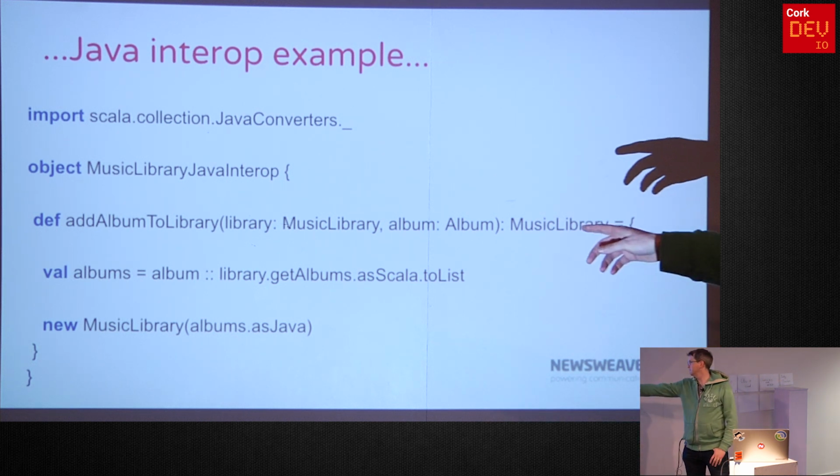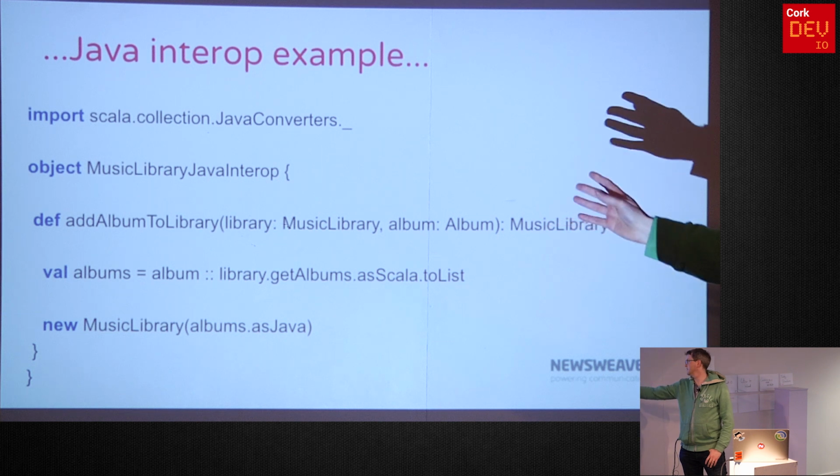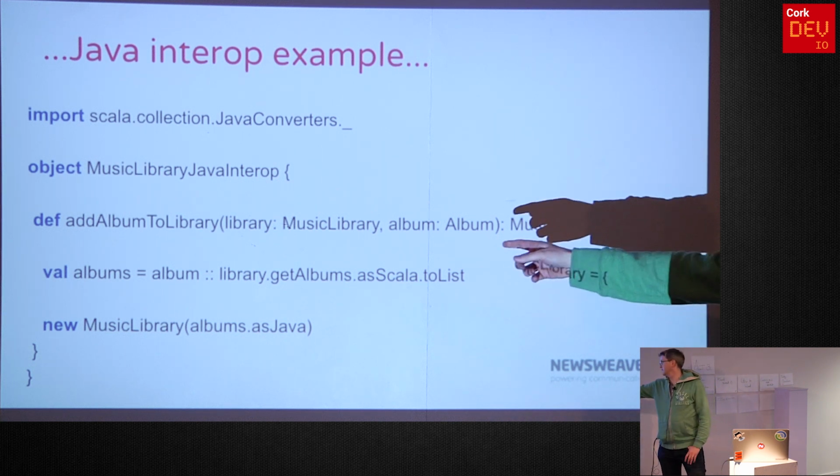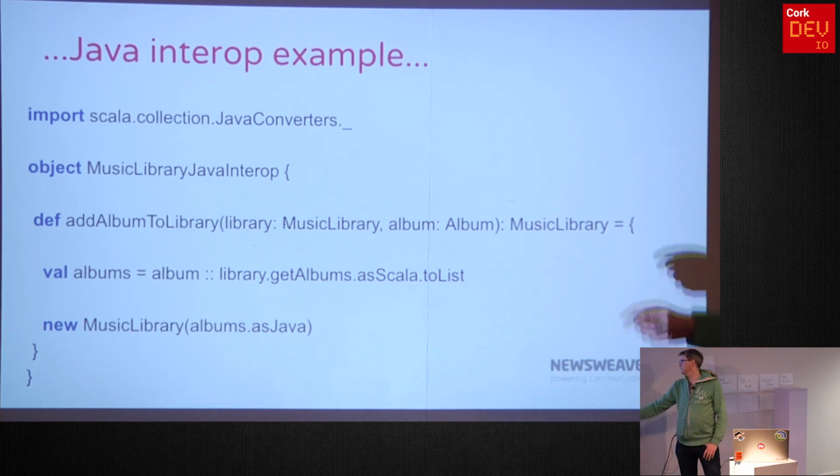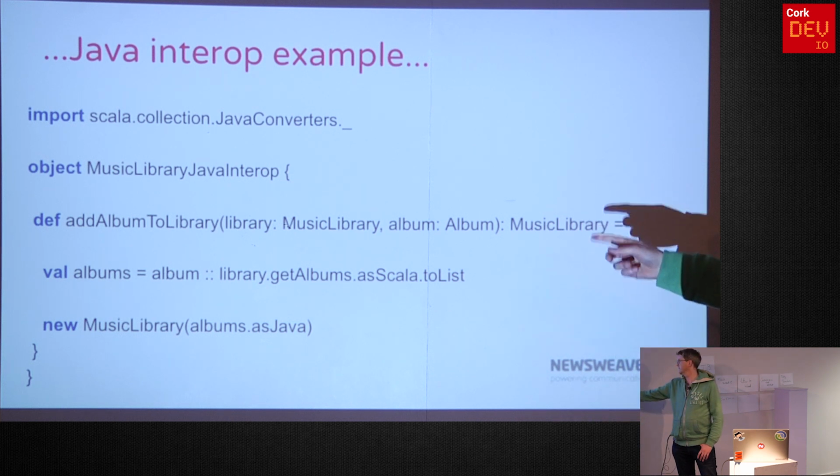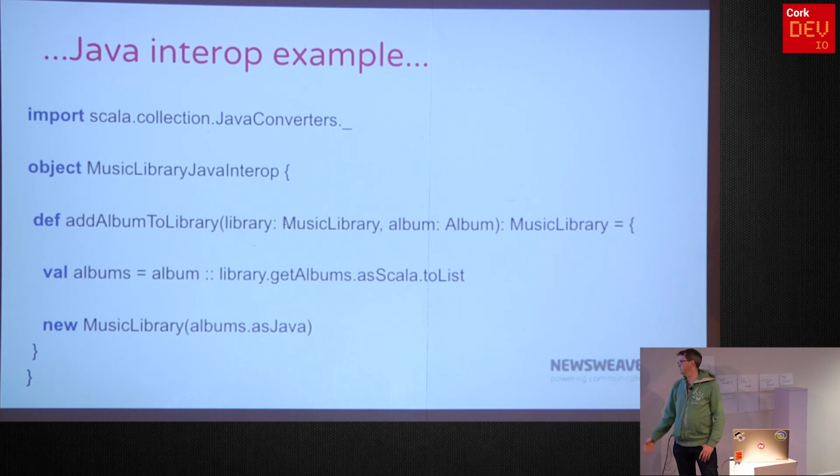I just want to add an album to the music library. You can see really easily that I can reference the music library Java class and the album Java class with no rigmarole or anything, just straight in there. It's really handy, and I can even return a Java class from the Scala function.